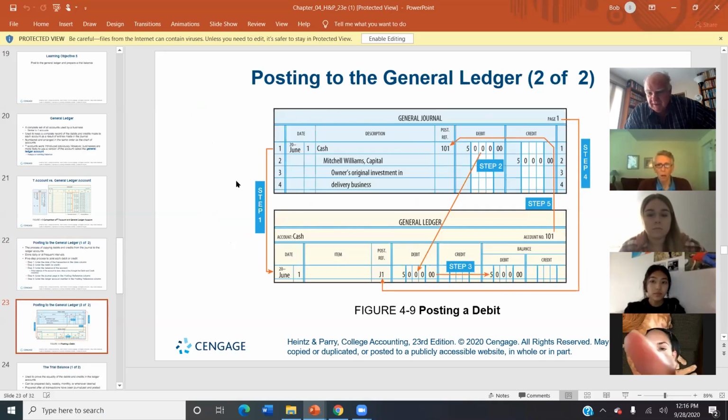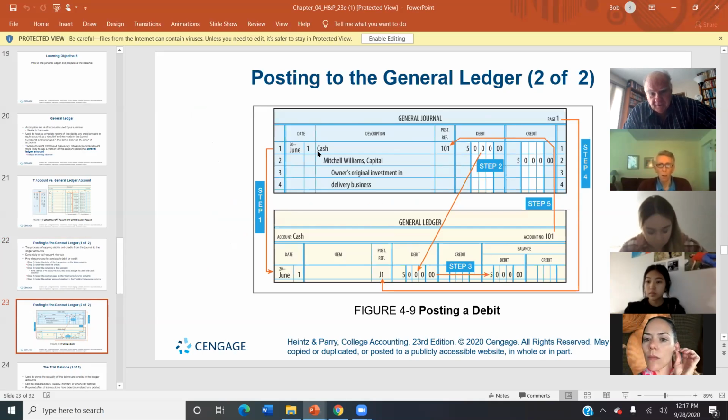Before this business began, there was no general ledger. There was no business. So this guy put $5,000 into his business. He debited cash, which goes up with a debit, and credits capital to increase it. And he puts a reference in here. Here he put the chart of account number, but that can be something else. And his explanation, owner's original investment would have been fine.